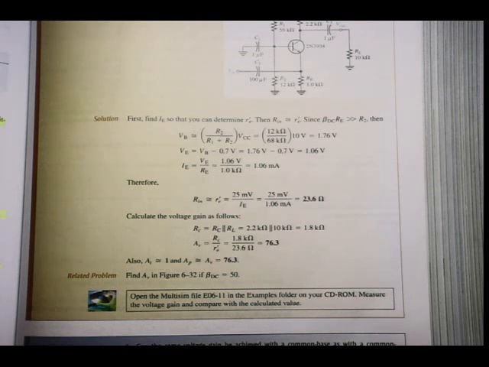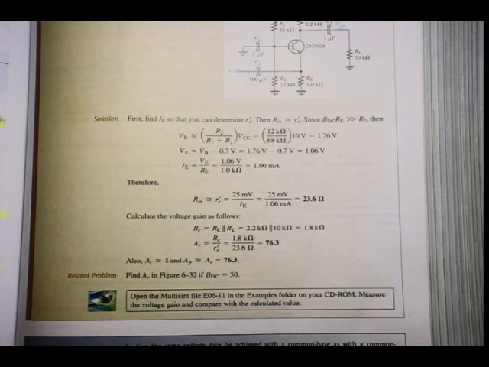If I look at the solution, first find IE so that you can determine r'e. I have to know r'e, and to be able to determine r'e, I have to know the value of IE, the DC value. Since beta DC times RE is much larger than R2, I can assume that this amplifier is stiff. Then I can calculate VB, and of course VE, and finally IE, as you can see there. Once I've got the value of IE, then of course I can calculate Rin, which is also r'e in this specific amplifier's case. 25 millivolts divided by the IE, in this case 23.6 ohms, a bit higher than I said it would normally be, but you can still see it's a very low resistance.